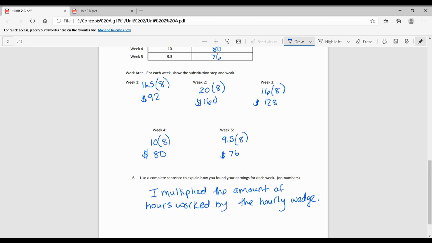Any questions? Okay, so when you have finished that, you have shown all your work, and you've written in complete sentences, you can scan that and upload it right on Google Classroom, okay?